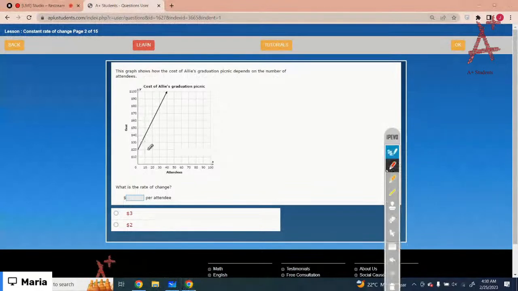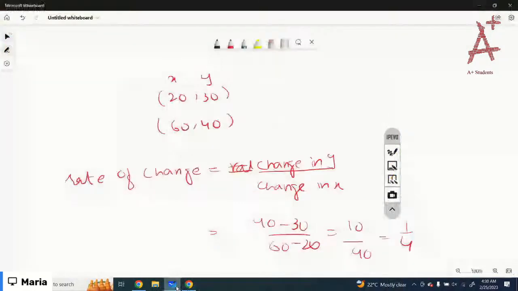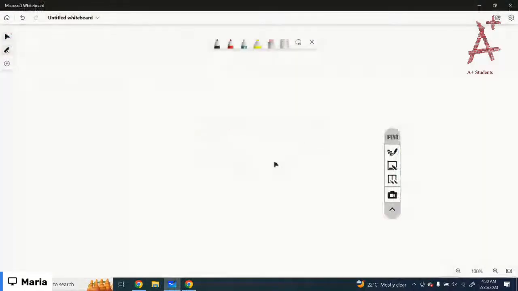So let's just select any 2 points. The first one is this one. Here x is 0 and y is 20, and here is the second point, where x is 10 and y is 40. So let's use these 2 points, (0, 20) and (10, 40), and calculate the slope.